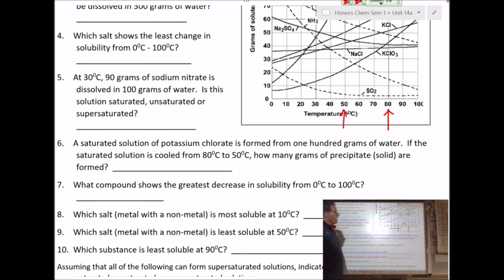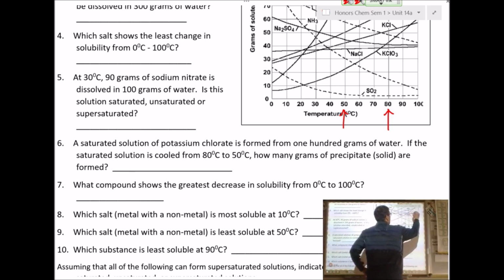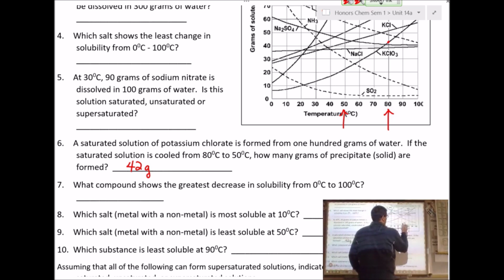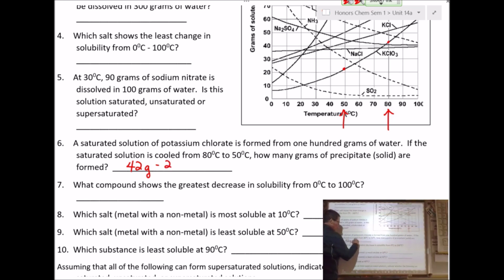So again, as we look at this, there's our curve. So at 80 degrees, we have about, how many grams do you think that is? 42? Okay, let's write that down. So we have 42 grams. And as it cools down, we can't hold as much in solution. So it's kind of like making the rock candy. As the solution cools, crystals of sugar start to show up or precipitate. And then at 50 degrees, it drops down to about what? 22. We'll go with 22.